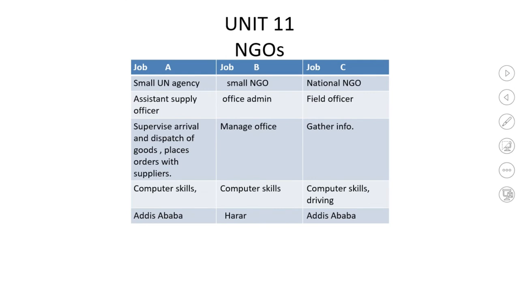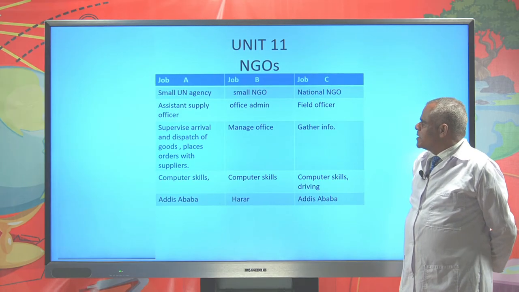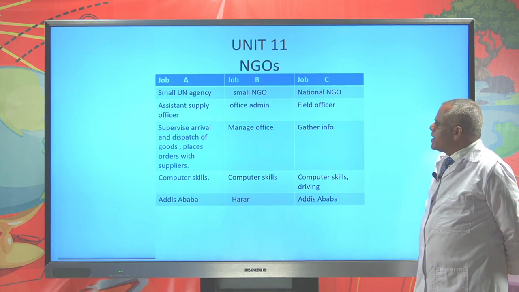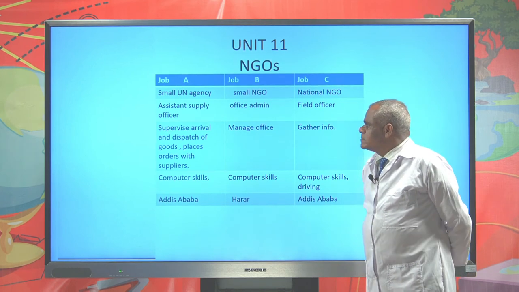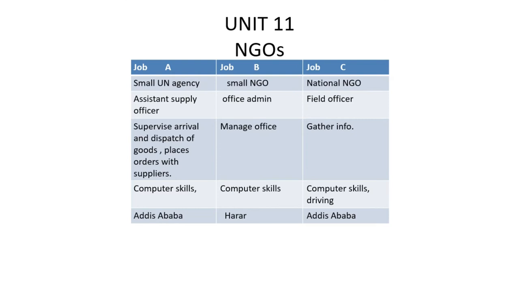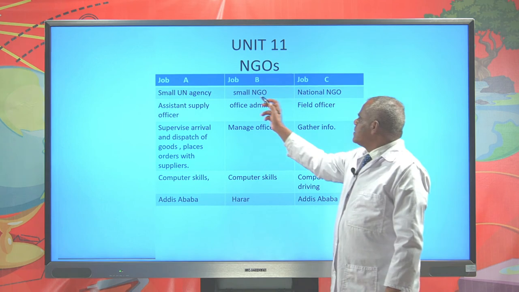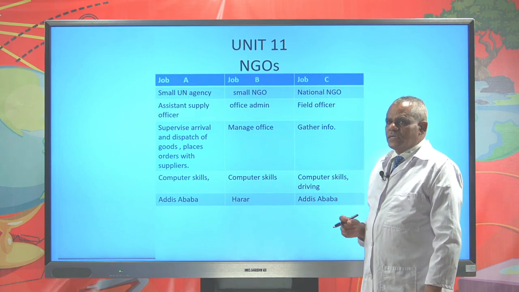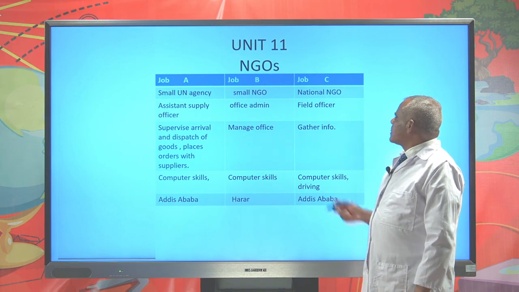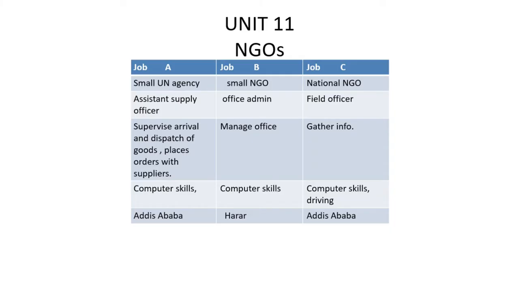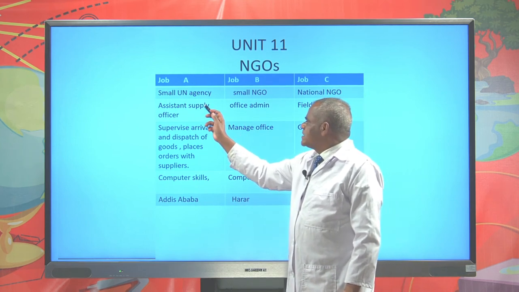Very nice. You see? Very interesting. These are the possible answers. Job A. What they need is an assistant supply officer. What kind of organization is that? The organization is a small UN agency. Job B is a small NGO, a non-governmental organization. It may be a domestic, indigenous organization. Job C, a national NGO, the indigenous one, in the context of Ethiopia.